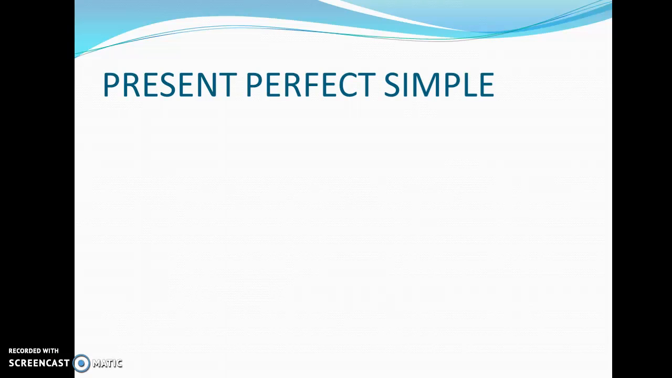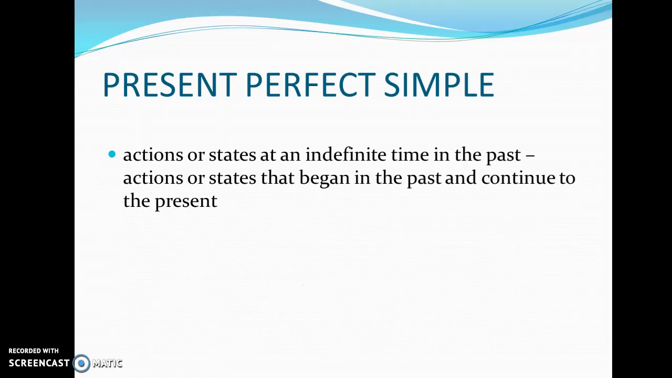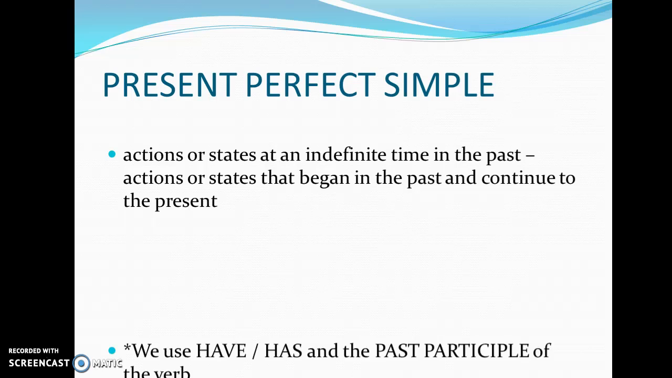Now let's check the other 3 tenses. Let's begin with the present perfect simple. The present perfect simple has 2 different uses. The first one is actions or states at an indefinite time in the past. Actions or states that began in the past and continue up to the present.